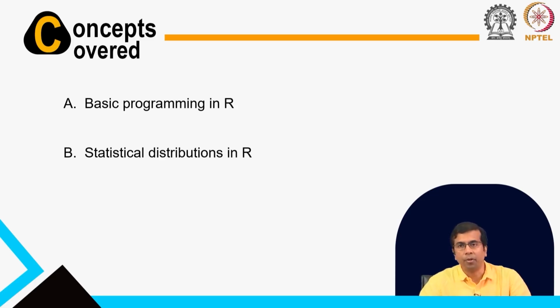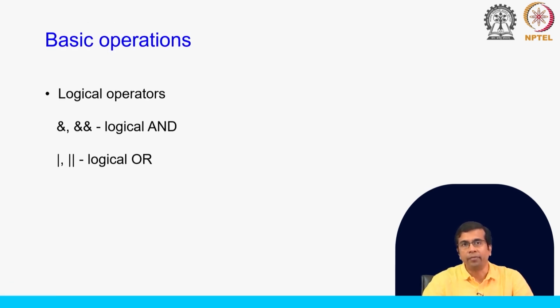We have talked about some of the basic operations earlier. For example, assignment operators, mathematical functions, and relational operators, greater than, less than, etc. There is another type of operation that is part of programming in R, the logical operators. We have the ampersand sign or double ampersand sign, these are the logical AND. They are not exactly the same, there is a slight difference.